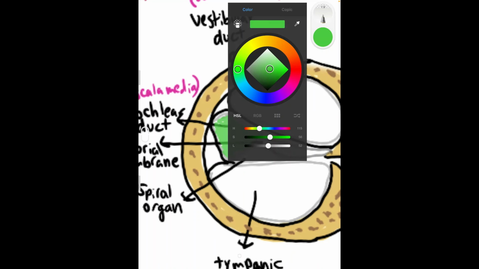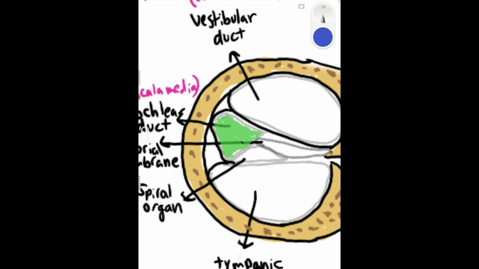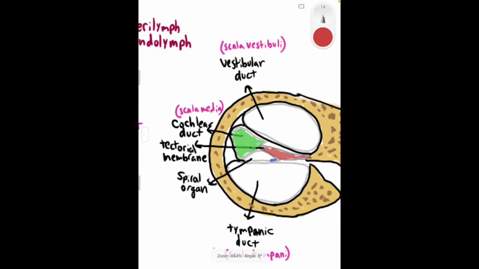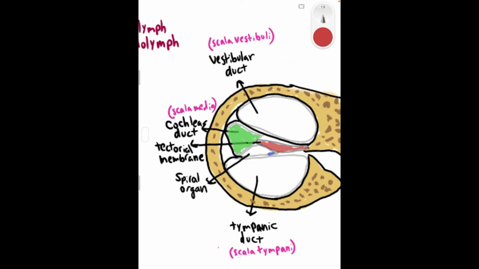Within the cochlear duct, the hair cells rest on the basilar membrane, and the hairs project into the gelatinous tectorial membrane, which is shown in red over here. The cochlear duct is also called the scala media, and it contains endolymph. The vestibular duct and the tympanic duct are called the scala vestibuli and the scala tympani, and they both contain perilymph.